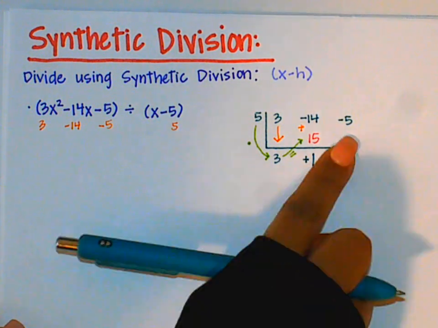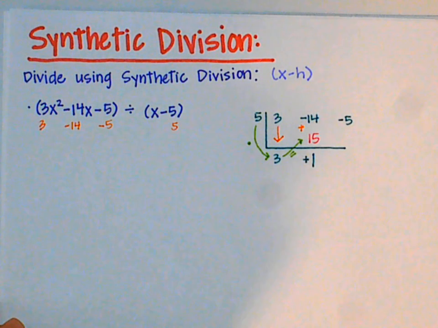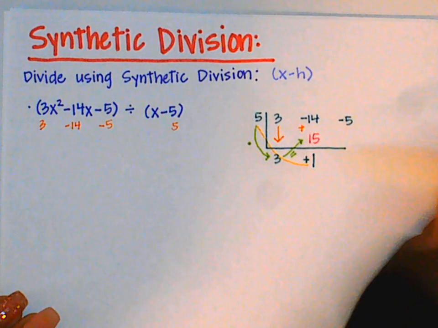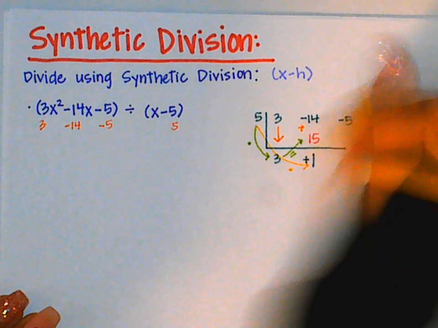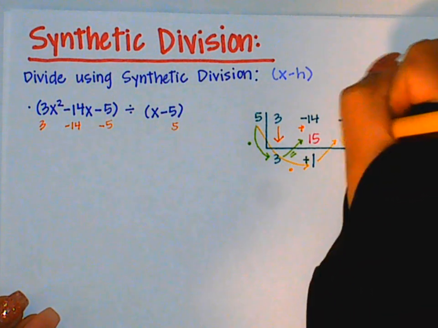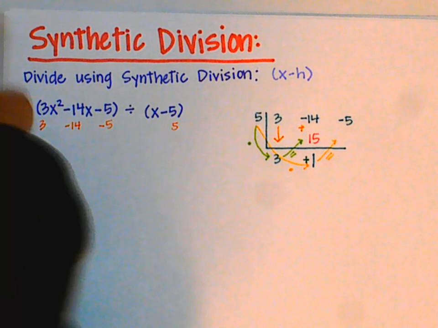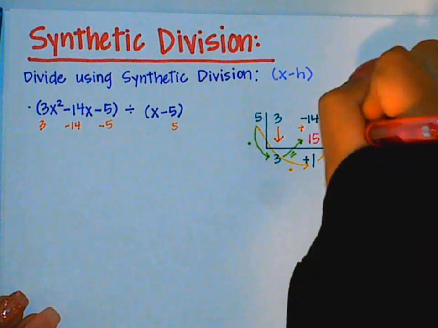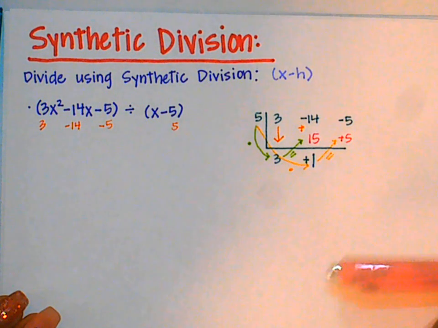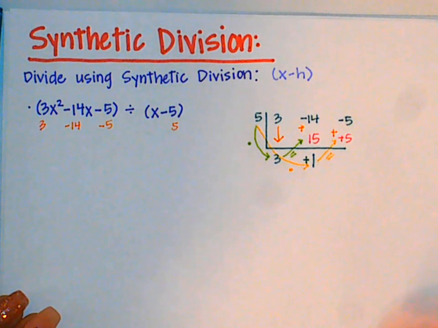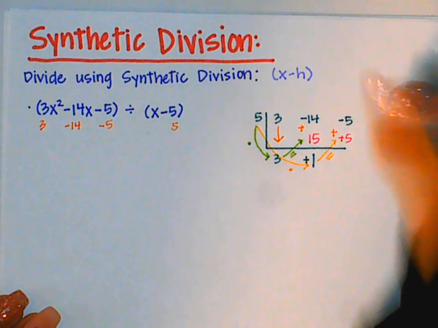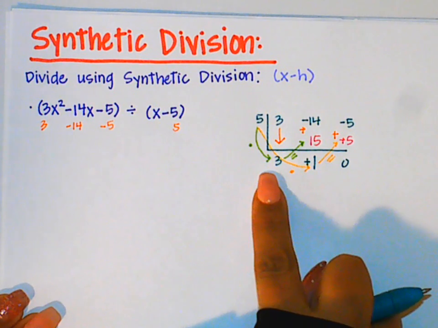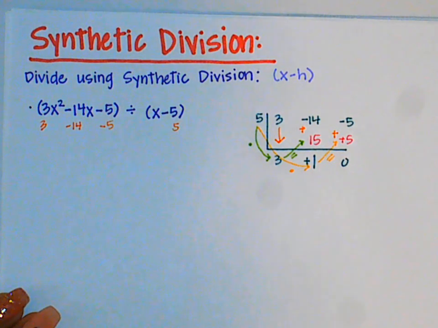For the next one, I am going to follow that same step that I did here, but now I'm going to do it with this one. So I'm going to multiply that 5 times positive 1 and write what it equals in here. So 5 times positive 1 gives me a positive 5. And now I'm going to add again. Negative 5 plus positive 5 gives me 0. So now I am left with 3, 1, and 0.